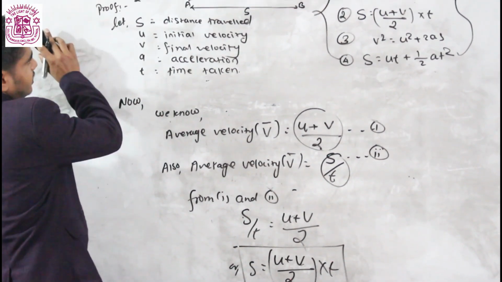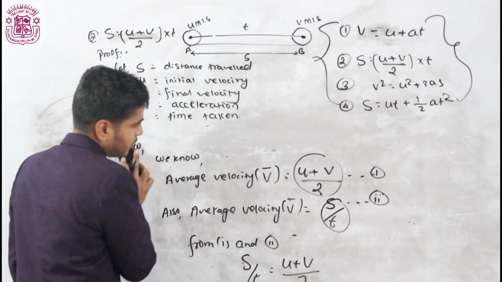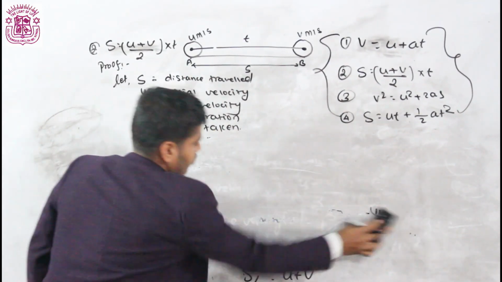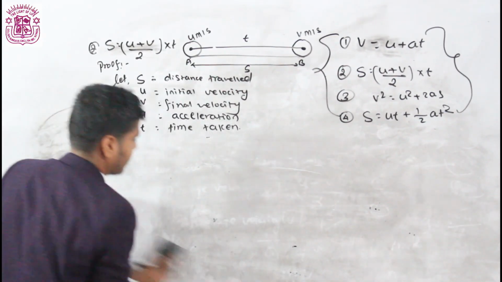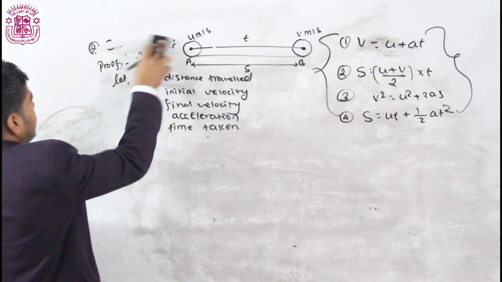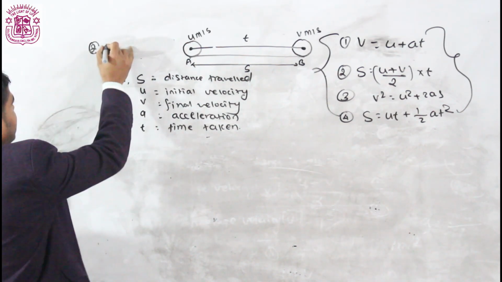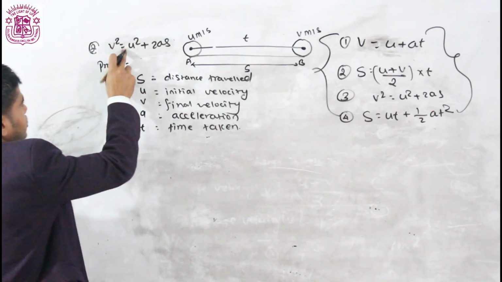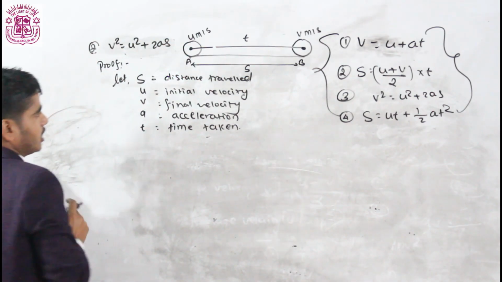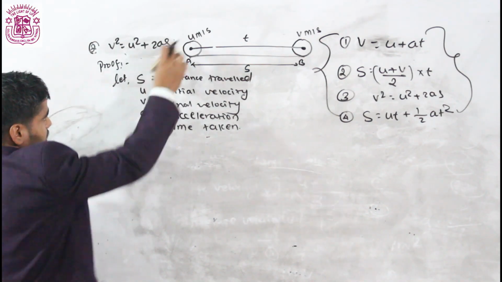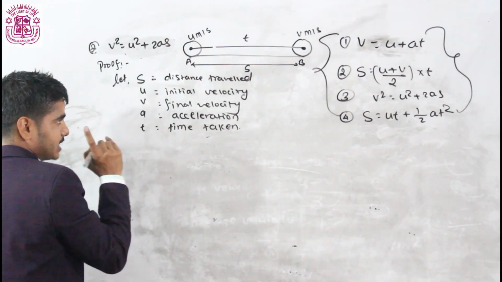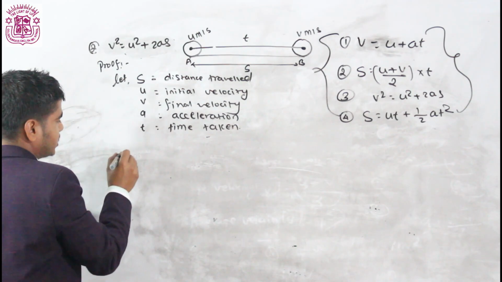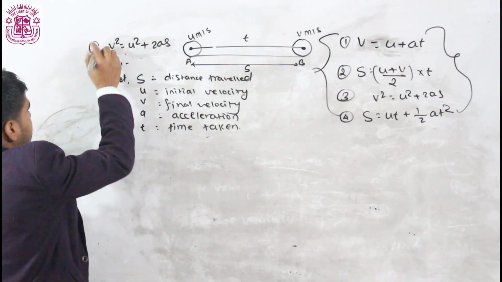Okay, students. Now we are going to prove the third statement. What is it? v square is equal to u square plus 2as. Sometimes you may be asked, v square minus u square is equal to 2as. You can easily prove it. Proof: the language and figure are the same. Okay, for this we will note down the proof of the third statement.